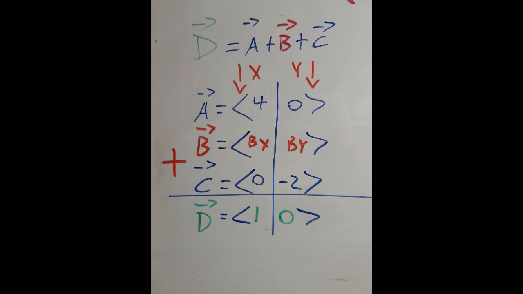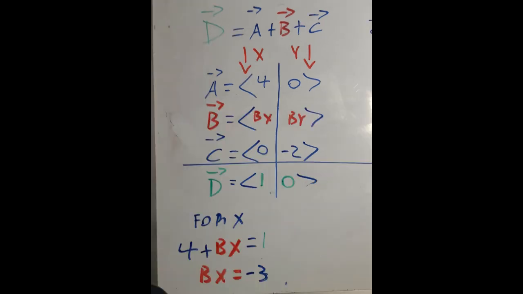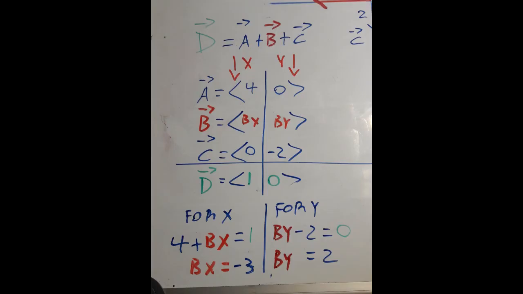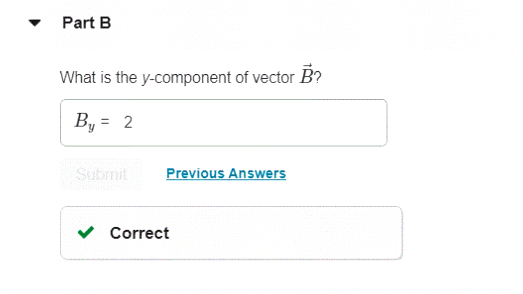The x columns are going to add together. For example, 4 plus bx plus 0 is equal to 1. And then I'm going to solve for bx, and I get that bx is equal to negative 3. Then I'm going to add the columns for the y's. And we see that y is going to be 0 plus by minus 2 equal to 0. I solve algebraically and I get the other component for by.